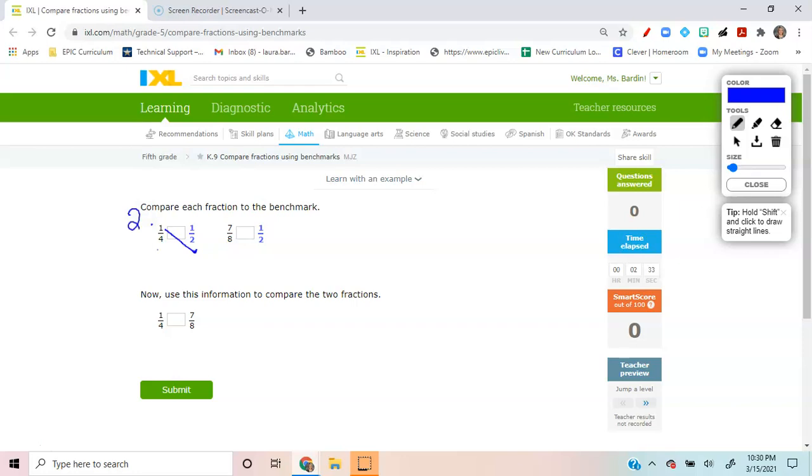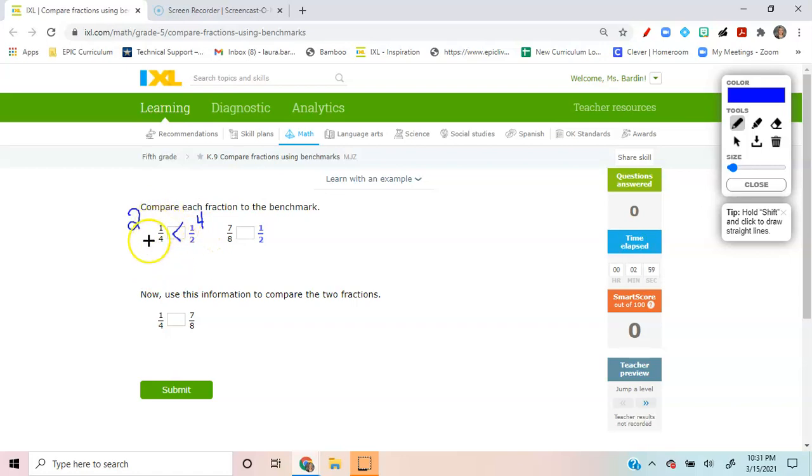And then we're going to take the other denominator and multiply it by the opposite numerator. 4 times 1 is 4. So let me ask you, friends, which is greater, the 2 or the 4? You are right. It is the 4. So therefore, I would put my less than symbol.